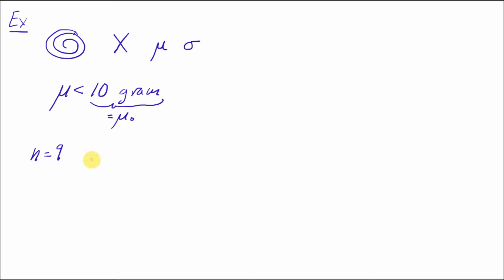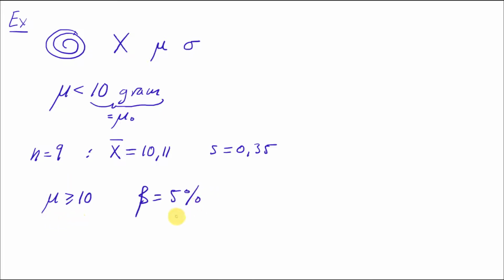However, a customer suspects that the cinnamon buns contain at least 10 grams of fat on average, and therefore orders 9 cinnamon buns. Those 9 cinnamon buns contain 10.11 grams of fat in mean with a standard deviation of 0.35 grams. So it seems that the cinnamon buns contain more than 10 grams. However, this could just be a fluctuation. So to be sure, the customer wants to test the hypothesis that the amount of fat is more than 10, with a significance level of 5%.